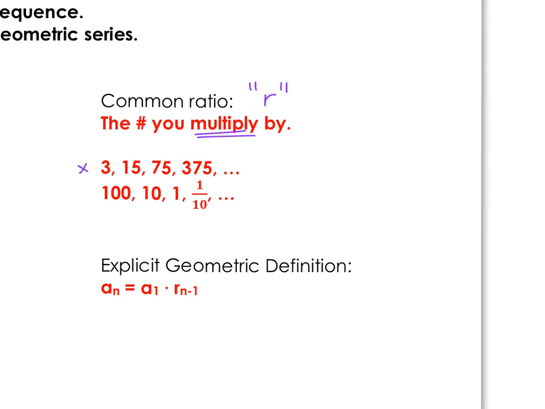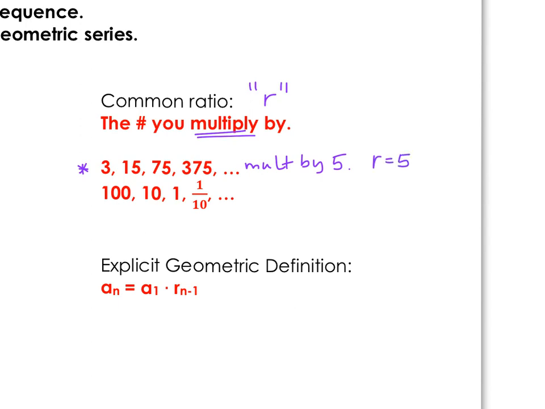In this first example, we have 3, 15, 75, 375. What we're doing from one term to the next is multiplying by 5. So that just simply means R would equal 5 when we generate our formulas down below.